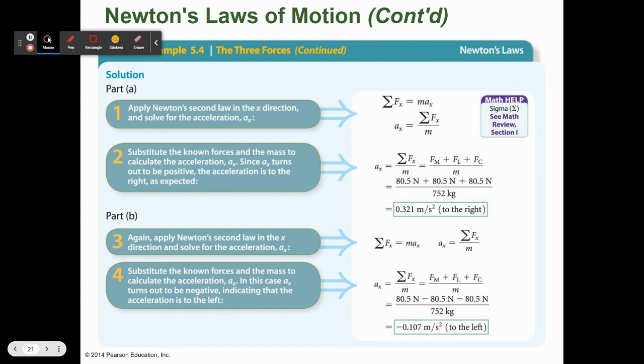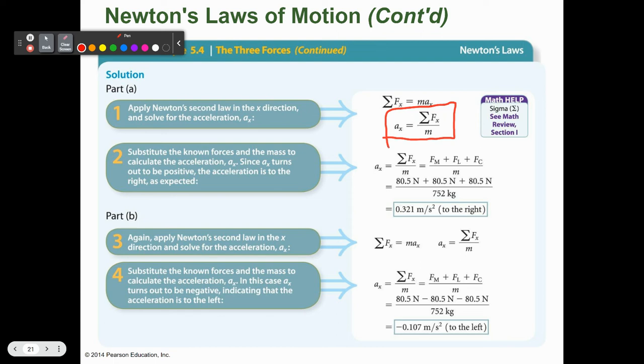Okay, so we can see that worked out here, that we add all three together. They went ahead and solved for acceleration first with the general formula. That is going to be equal to the sum of all three forces divided by the mass. So we're going to add all three together for A and divide by 752, which gives your acceleration of 0.321 meters per second squared. And it's moving to the right because the positive x direction is to the right.